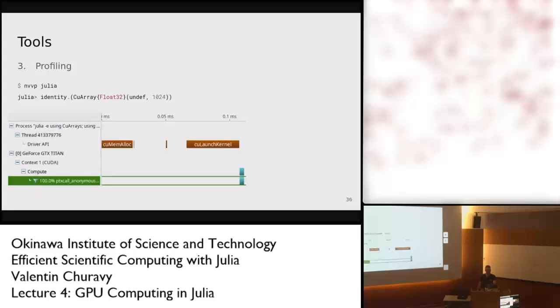You can also use NVVP and actually get a graphical interface and look at the time it took. This is memory allocation. These are driver API calls. And then you have your singular kernel execution. And it's using 100% of compute, which is very nice.